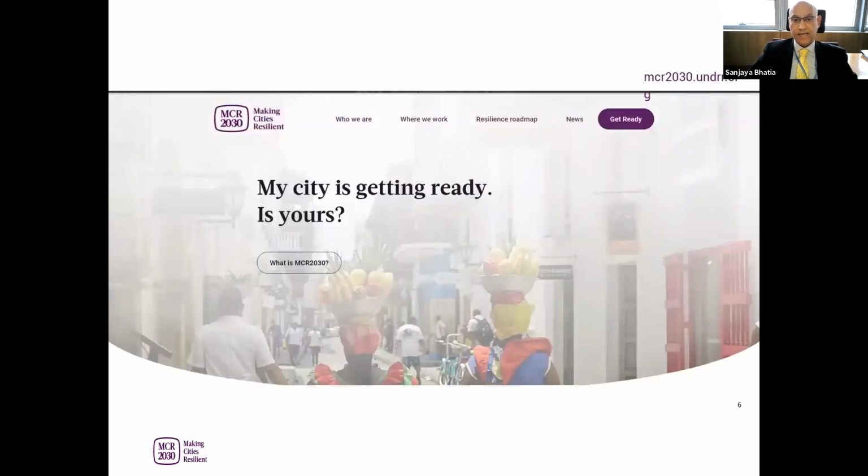So this is how you get into the MCR 2030. This is the website, mcr2030.undrr.org. Here, both cities and partners, entities which want to support the cities, including consultants and those who need to charge fees for their services, can join. The operations are divided into 5 regions, so each continent is covered, and the dashboard and the registry are also available in different languages, so language should not become a barrier.